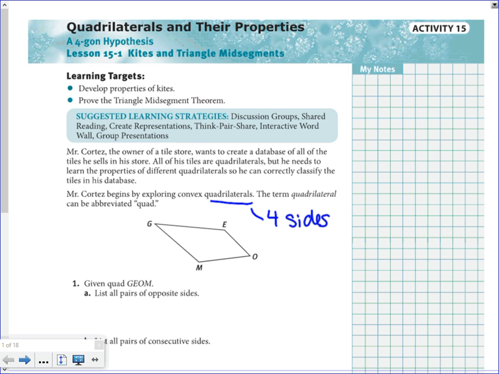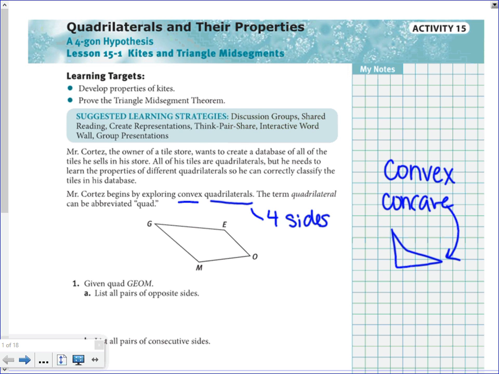Then convex. There are 2 terms, convex and concave. Concave is something that has an indentation. So there's an example of concave where there is an indentation. And convex means that it does not have an indentation. It is not concave. So the figure that they drew in your book, quadrilateral GEOM, is an example of a convex quadrilateral.